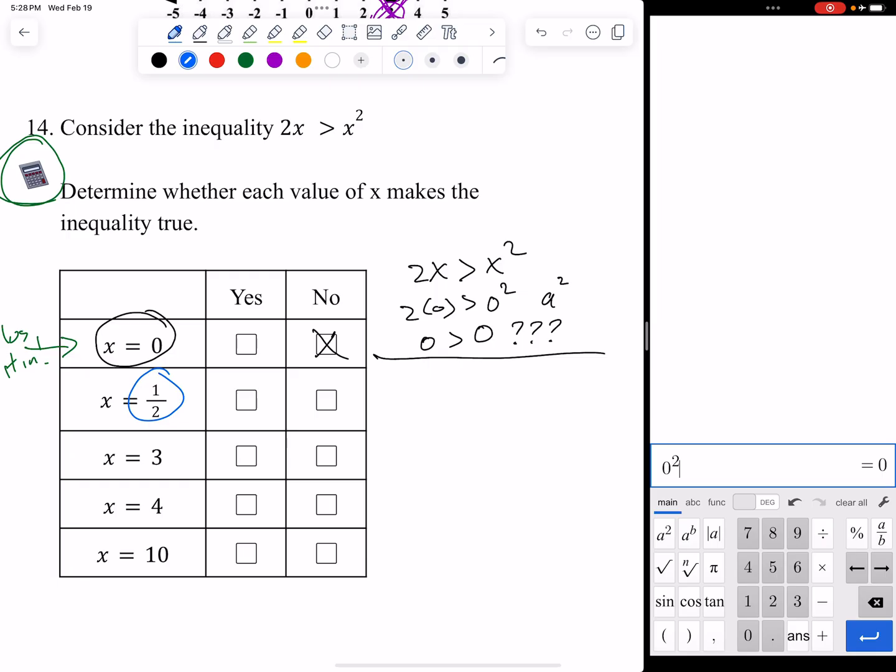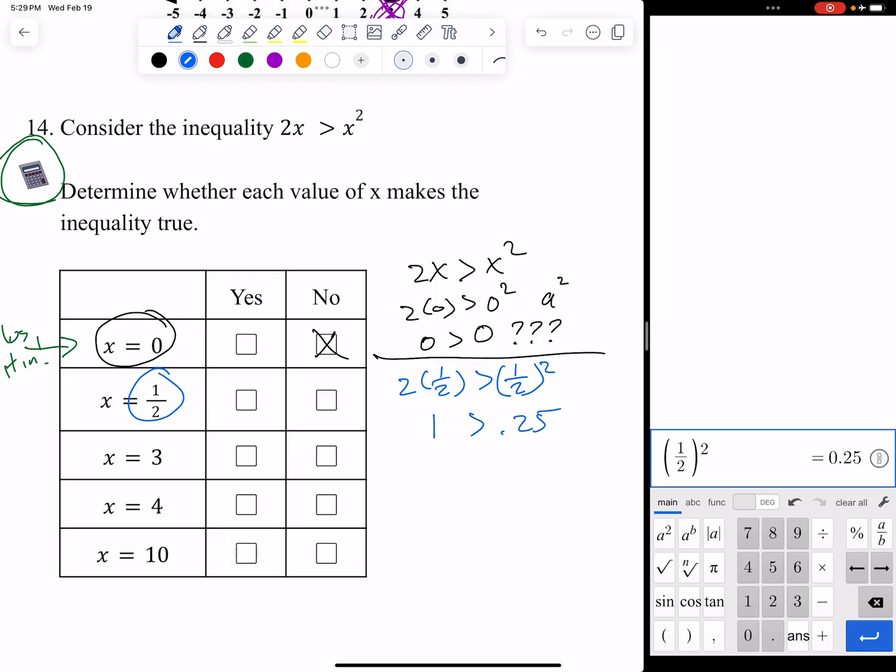So now let's do 1/2. So 2 times 1/2 is greater than 1/2 to the power of 2, sorry. So let's see, calculator time. 2 times fraction 1/2, and I get 1. And then I have 1/2, let me put it in parentheses, 1 divided by 2 to the power 2. And that gives me 0.25. Is 1 bigger than 0.25? Yes, it is.